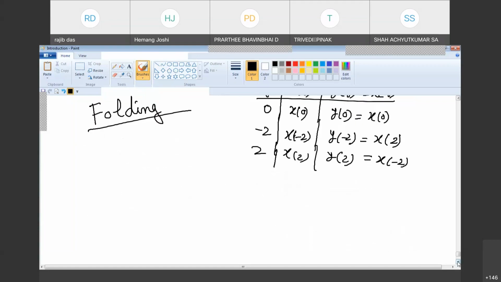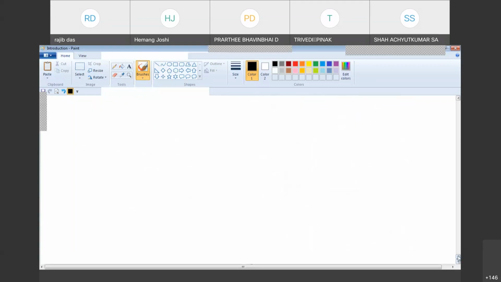Now, sometimes we can have both time scaling and time shifting together. So in that case, what will you do? Suppose x(t) is given, and from that I want to compute x of 2t minus 3. Okay, so this is the requirement.